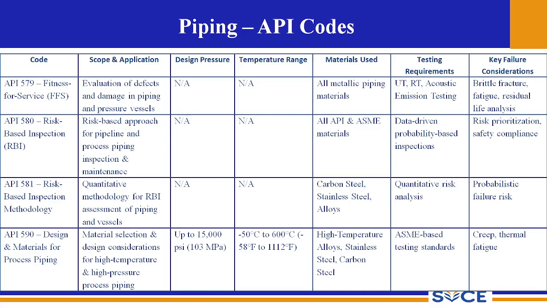The materials used will be high temperature alloys, stainless steel, carbon steel, and the testing requirements are based on the ASME based testing standards. The failure considerations will be the creep failure and thermal fatigue failure. The temperature range is minus 50 degrees centigrade to 600 degrees centigrade, and the pressure range is up to 103 megapascals.